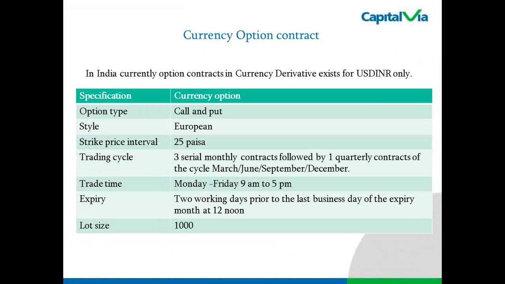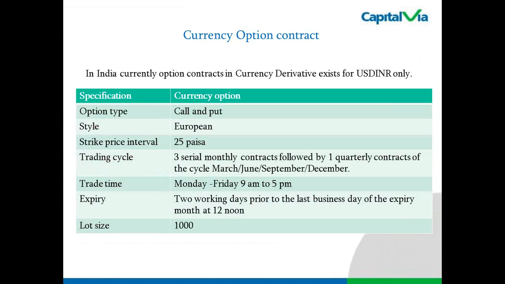We have 3 serial monthly contracts followed by 1 quarterly contract in the cycle of March, June, September and December. Same expiry time and same lot size of 1000. So we have a future contract also and then an option contract also.